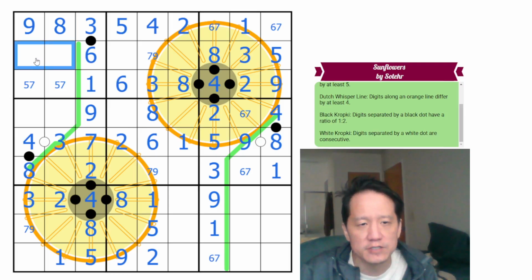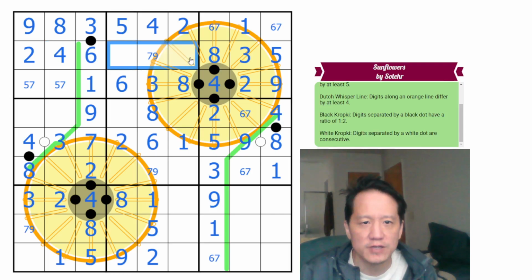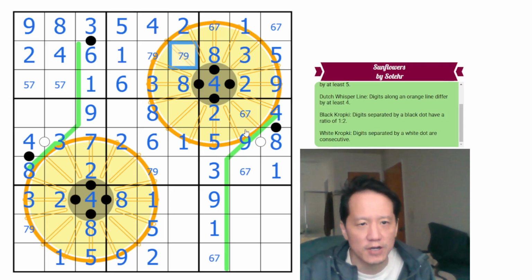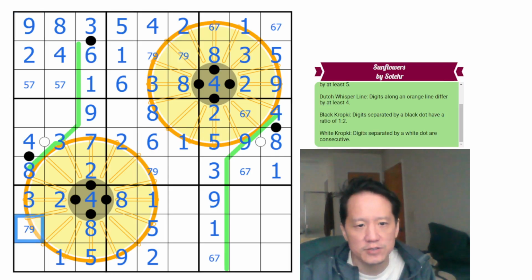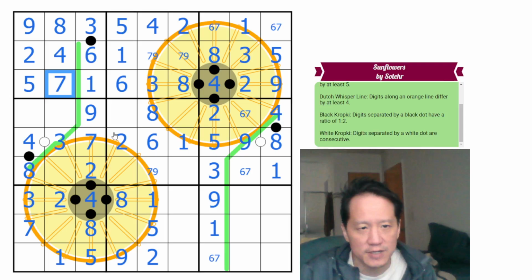The remaining digits in this box have to be 2 and 4, and this can't be 4, so this must be 2, this must be 4. Now we have 1, 7, and 9 in the rest of row 2, and this can't be 1, so this must be 1, which makes this a 7 or 9. This 9 means this can't be 9, so this must be 7. This 7 means this can't be 7, so this is 5, which makes that a 7.